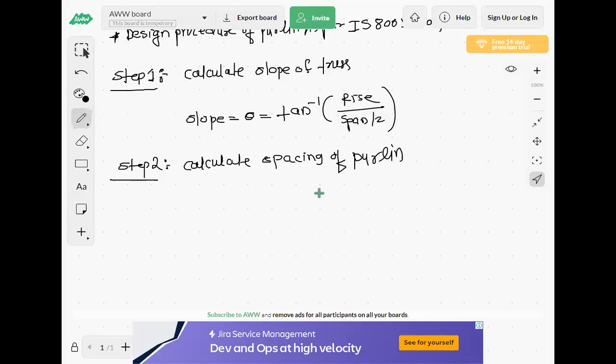Calculate spacing of purlin. How to calculate spacing of purlin? Spacing of purlin is equal to span by 6 divided by cos theta. This formula we have to use for calculation of spacing of purlin: span by 6 divided by cos theta.